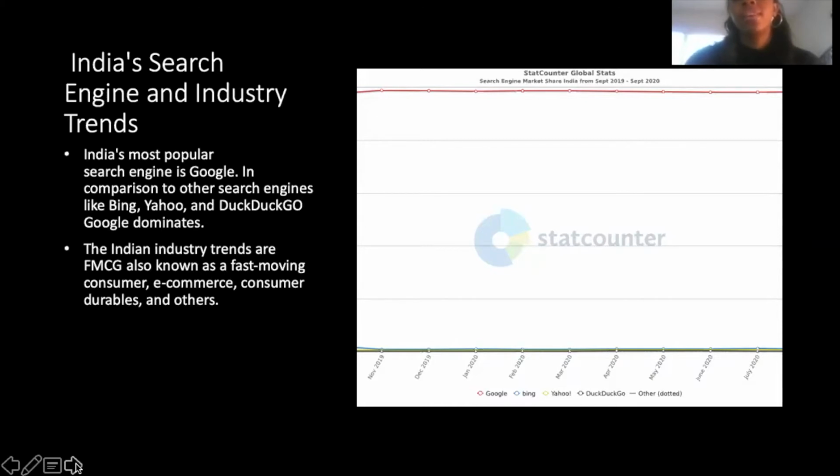Next, I'll be talking about industry trends, or FMCG. One advantage of FMCG in India is the growing demand from rising income, and the growing population has been the key driver of growth for FMCG.